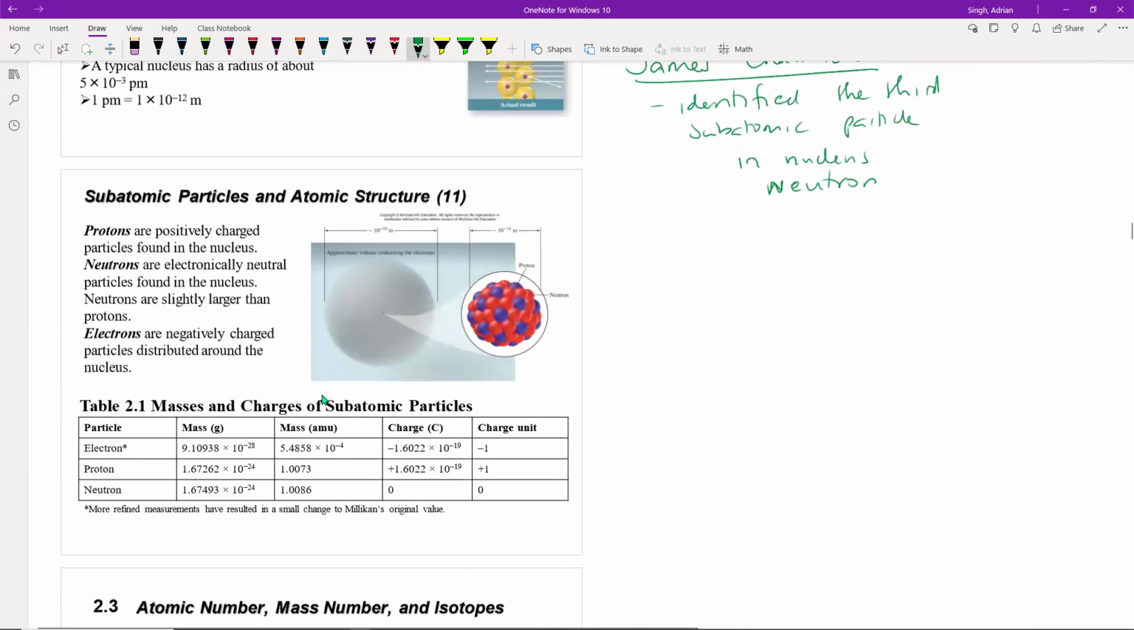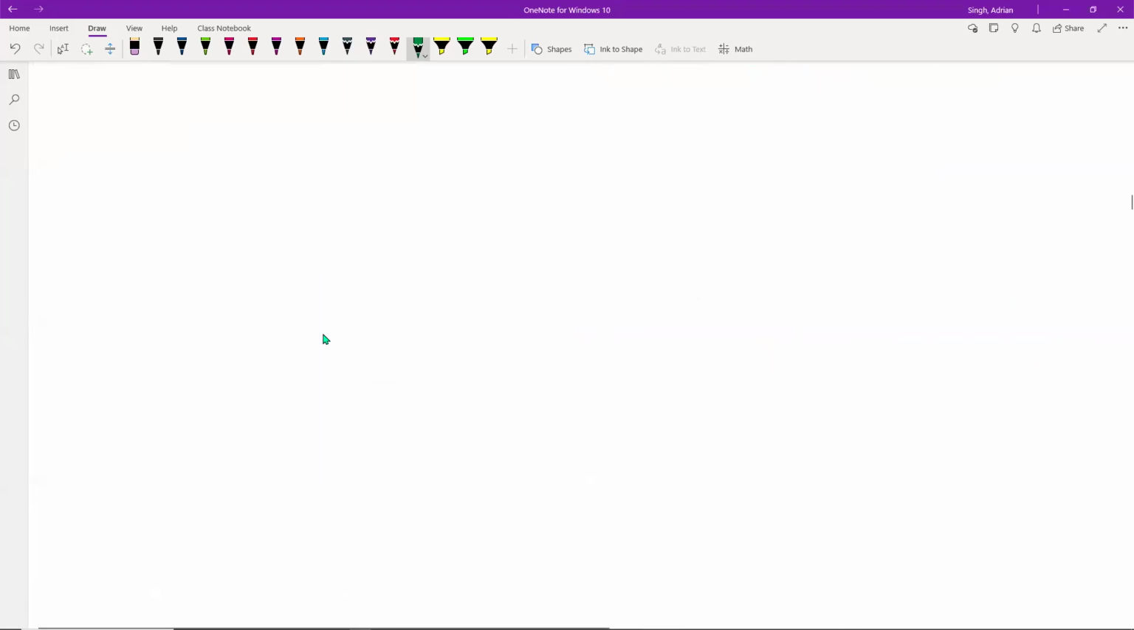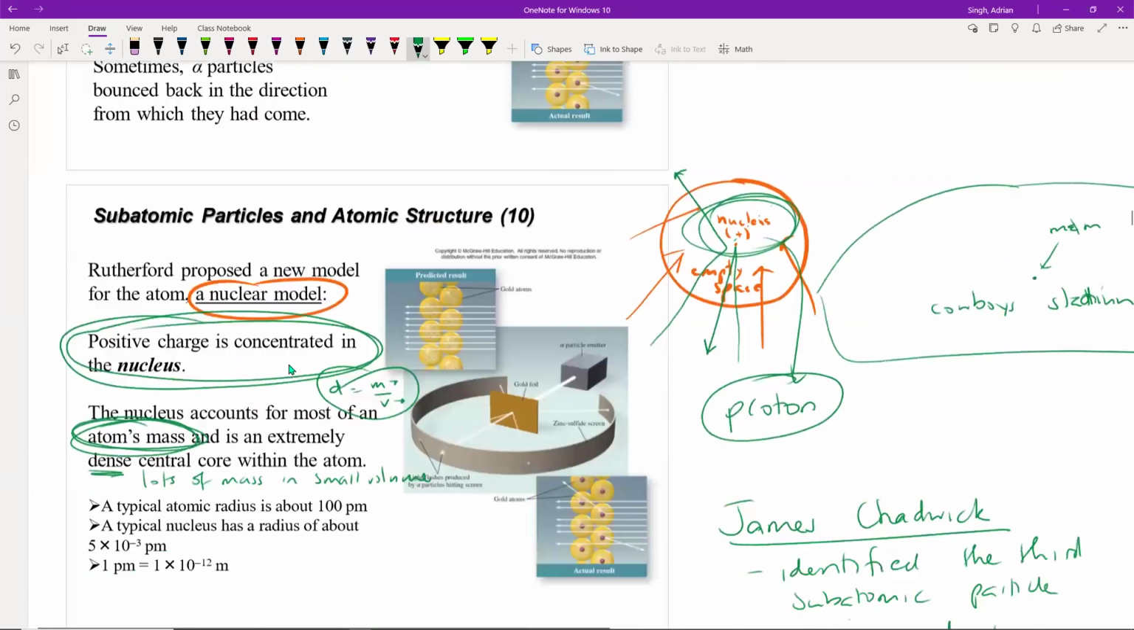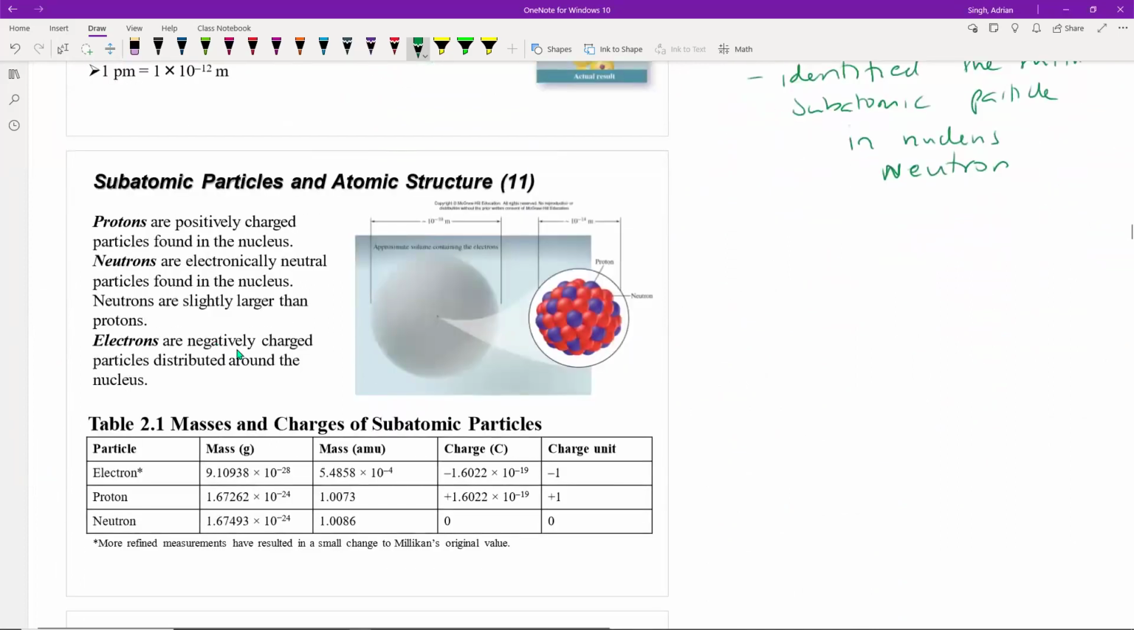And in terms of where they are located in a particular atom, we just said that the nucleus at the very center is our model of the atom. The nucleus holds both the protons and the neutrons. Okay, so I'm going to add this to our table down here. Protons and neutrons are found in the nucleus, whereas the electrons are outside of the nucleus.